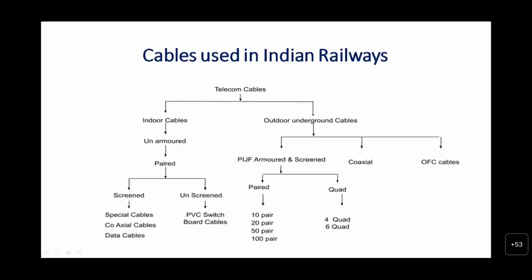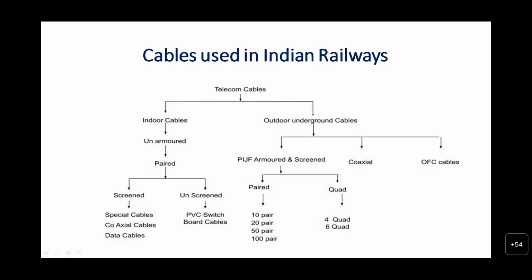Just to give an idea about different types of cables, they are bifurcated into two types. One is indoor cables and the other is outdoor underground cables. In indoor cables, unarmed and paired cables are being used. In the pair also, screened and unscreened cables are used. In screened cables, there are special cables and coaxial cables, which we are not using at the moment; only data cables are used extensively. In unscreened cable, PVC switchboard cables are being used.